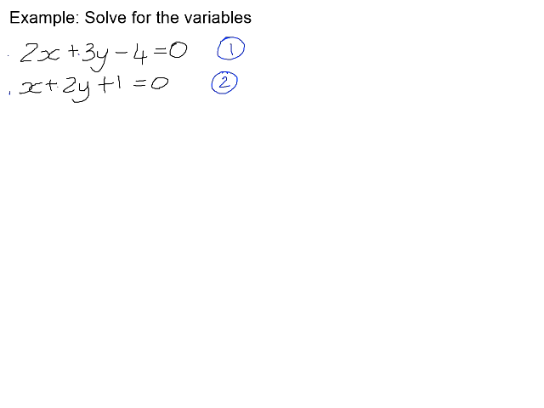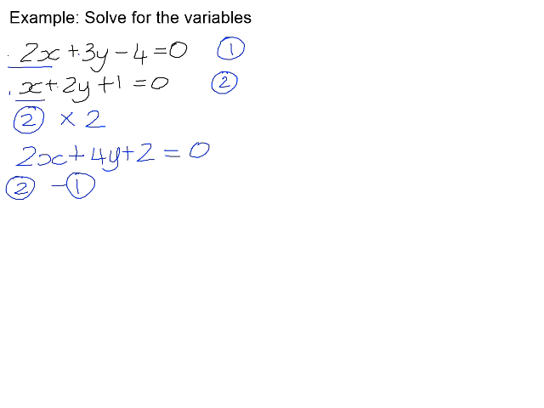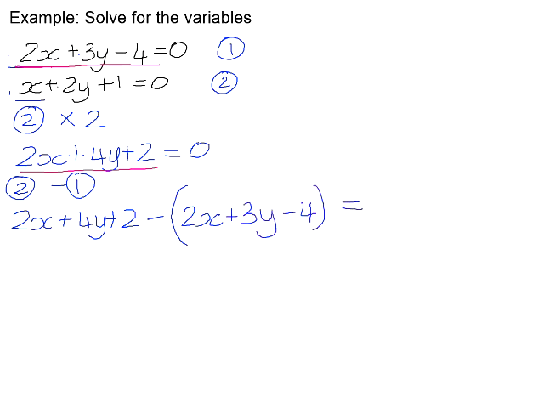But if I take equation 2 and multiply all the terms by 2, then I will get the x terms in both equations to have the same coefficient. So equation 2 times 2 will be 2x plus 4y plus 2, and 0 multiplied by 2 is still 0. Now, if we take this equation and subtract equation 1, we will have 2x plus 4y plus 2, that's the left-hand side of this equation, and we need to minus the whole of the left-hand side of equation 1, so it's important to put it into a bracket. And on the right-hand side, we will just have 0 subtract 0, which remains a 0.